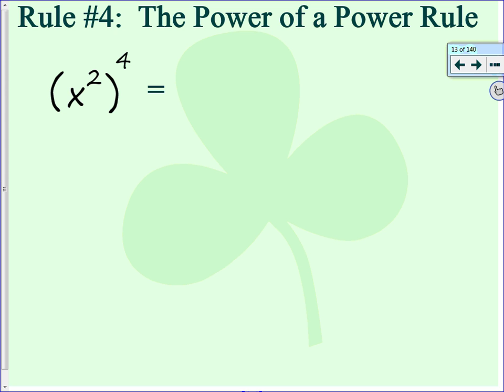This is the power of a power rule. Power of a power is when you take an exponential quantity to a power. And I'm going to write out what's happening here. This is x squared times itself 4 times. So that's what it means to take something to the 4th power. It means you multiply it by itself 4 times over. So x squared times x squared times x squared times x squared. And for the exponent, what do we get when we do that?